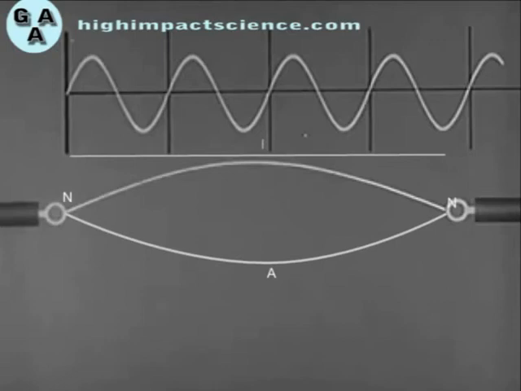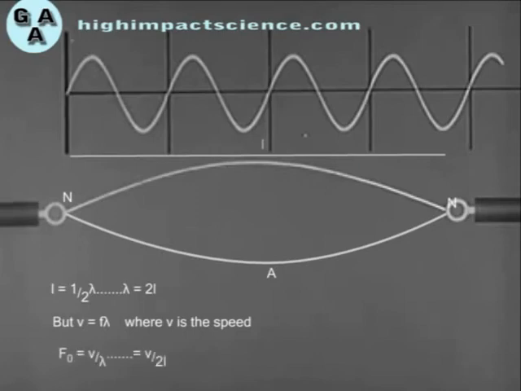The distance between the two nodes, L, is equal to half the wavelength of the sound wave produced. Therefore, L is equal to half lambda, and thus lambda is equal to 2L. But then V is equal to F lambda, where V is the speed of the transverse wave along the string. Therefore, F0 is equal to V over lambda, which is equal to V over 2L. This is the expression for the fundamental frequency.